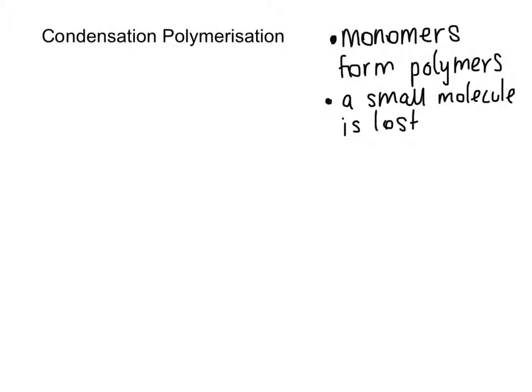Condensation polymerization. Now it follows the same principles in that monomers will form polymers, but it's a little different in that, unlike the addition polymerization where they just plug in end to end, when these monomers plug together, a small molecule is going to be lost. And most of the time for the molecules that we'll deal with, we're going to lose a bit of water. So that's why we call it condensation. So let's have a look at an example.